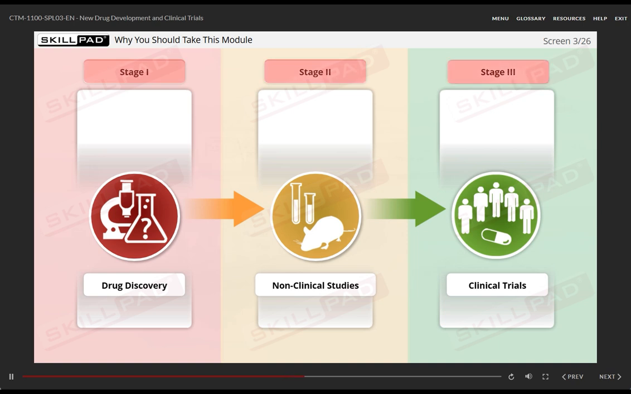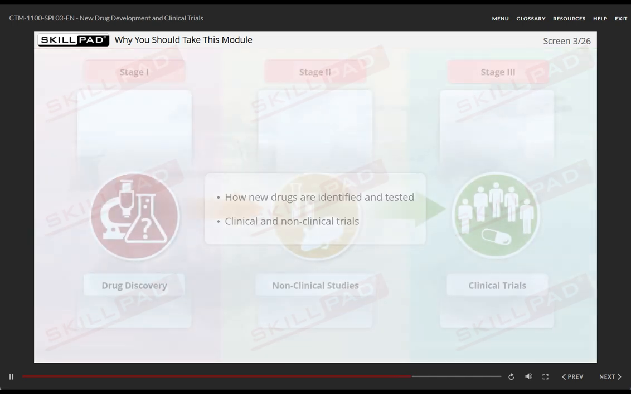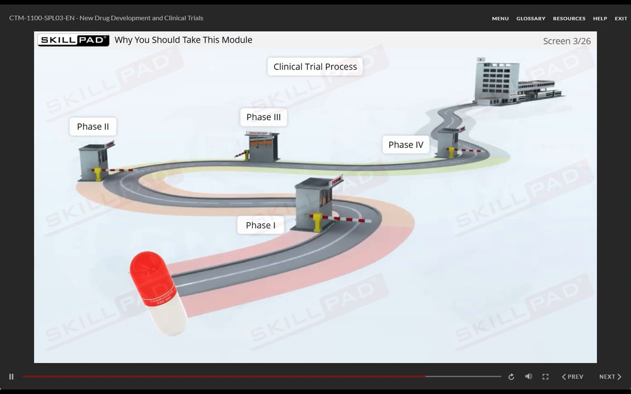In this module, we will trace the route taken by new drugs as they pass through each of these stages. You will learn about the process by which new drugs are identified and tested, and you will learn about the different types of clinical and non-clinical trials used to make sure that medicines are effective and safe to take. As you make your way through this lesson, you will encounter a checkpoint at the end of each stage of the clinical trial process. In order to proceed to the next stage in the process, you will need to complete a task. To begin this journey, click Next.